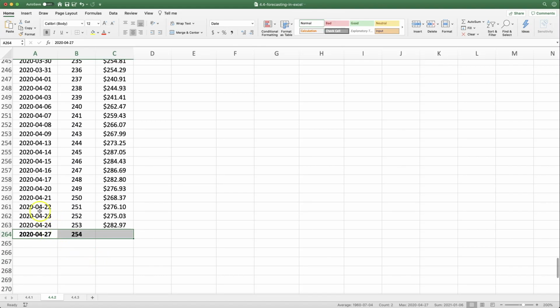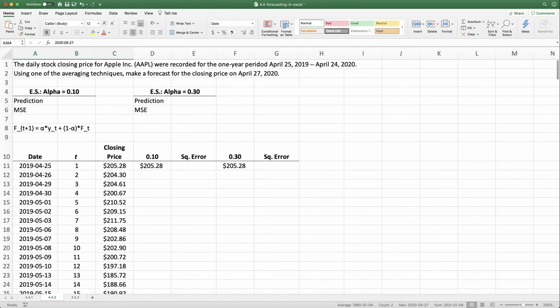Note that April 24th is a Friday, so April 27th is simply the next business day. Again, we're going to use exponential smoothing. I have the formula written here. Using exponential smoothing, the next forecast, f of t plus 1, is a weighted average where the previous day's observation is given the weight alpha, and the previous day's forecast is given the weight 1 minus alpha.